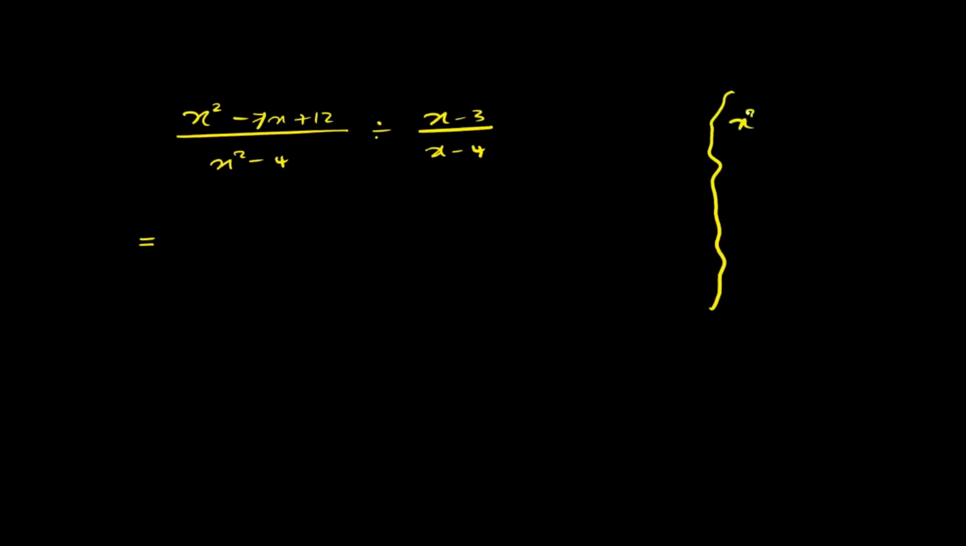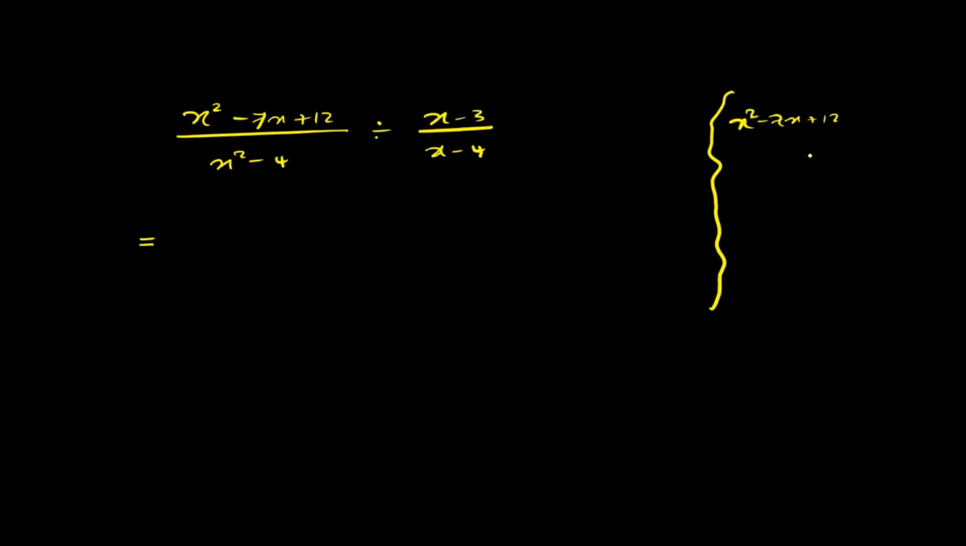So x square minus 7x plus 12. This is a trinomial. Trinomial means an expression with 3 terms. This is a trinomial quadratic expression. Why do we give that special word quadratic here? Because we have a square term here. That's why we give that quadratic word. Right. X square minus 7x plus 12.